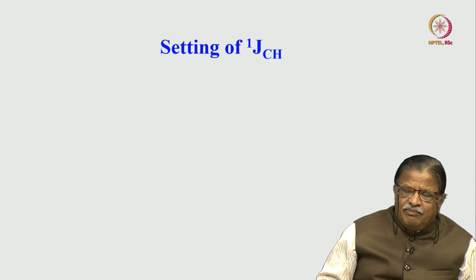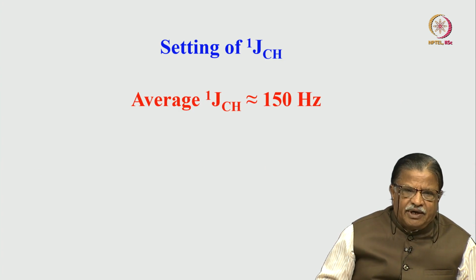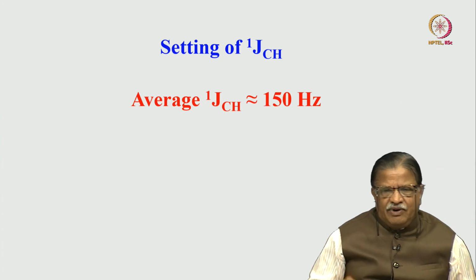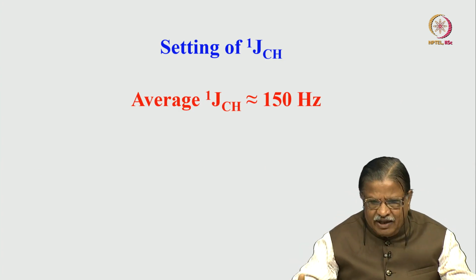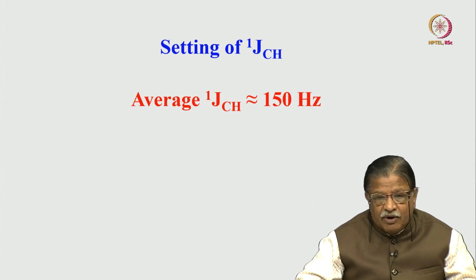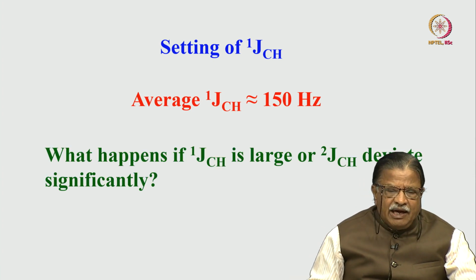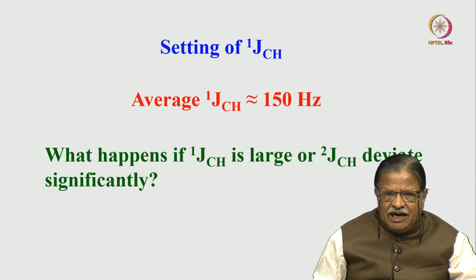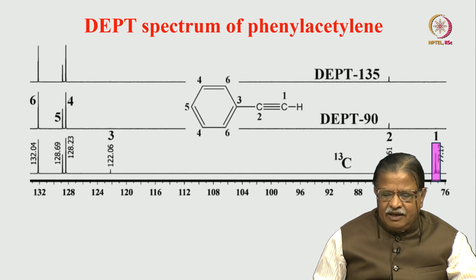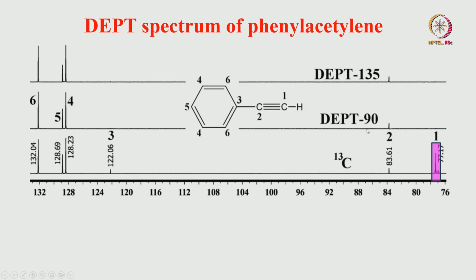Also, the one-bond coupling setting is extremely important. For example, the average CH coupling in all these experiments we take to be 150 hertz. It need not be; it can be more or less. But what happens if the CH coupling is very large or deviates significantly? Look at this case, where this is the normal carbon-13 spectrum, and this is carbon 1 here. Interestingly, this carbon's CH coupling is very large, about 240 to 250 hertz.